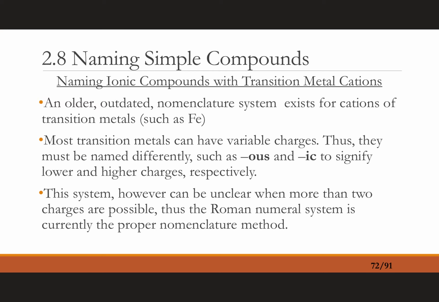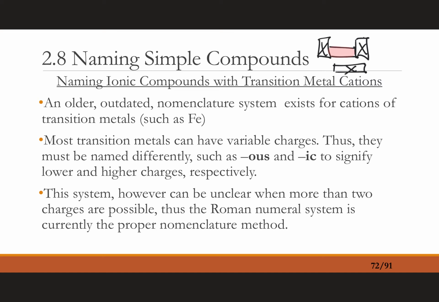All right, naming ionic compounds with transition metal cations. Those are the ones in the middle portion of the periodic table. So we're not going to worry about there or here. Strictly this region. Those are the transition metals. So if the cation is in that region, those atoms can have multiple charges.